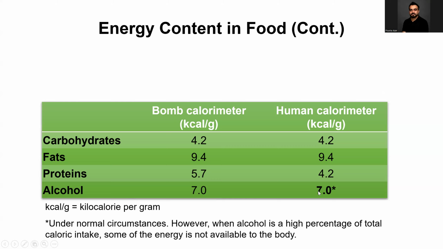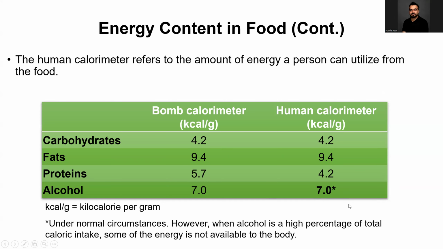However, when alcohol is a high percentage of total caloric intake, some of the energy is not available to the body. So in the high percentage of alcohol consumption, this amount is lower than 7. The human calorimeter refers to the amount of energy a person can utilize from the food. It's the amount of energy a person can extract from the food.